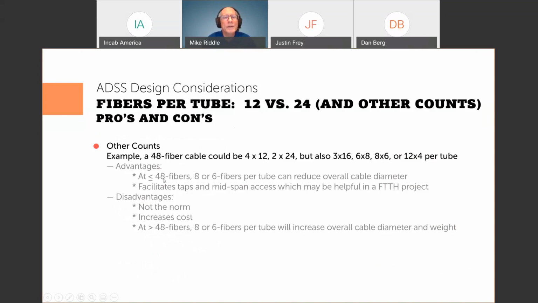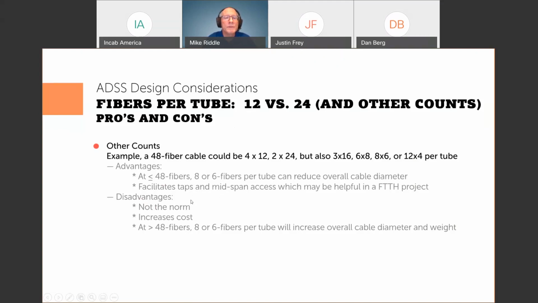So for less than 48 fibers in a cable, 8 or 6 could reduce the overall cable diameter. It depends what else you're trying to achieve in the cable design. And counts such as 6 by 8 and 8 by 6 do facilitate taps and mid-span access, which is basically a variation of a tap. And that could be really helpful if you're doing a fiber to the home project.